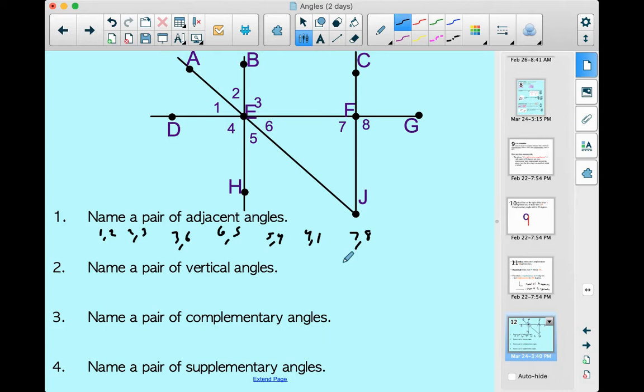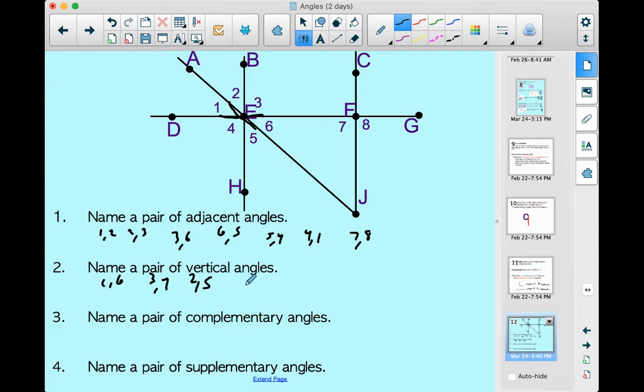Vertical angles are harder to find, but there are a few options here. Okay, we got a couple straight lines crossing at this point. So if you think about this line and this line, 6 and 1 are vertical from each other. So 1 and 6 is a pair of vertical angles. You think about these lines crossing, 3 and 4 are vertical. 2 and 5 are vertical. Okay, so lots of options there.